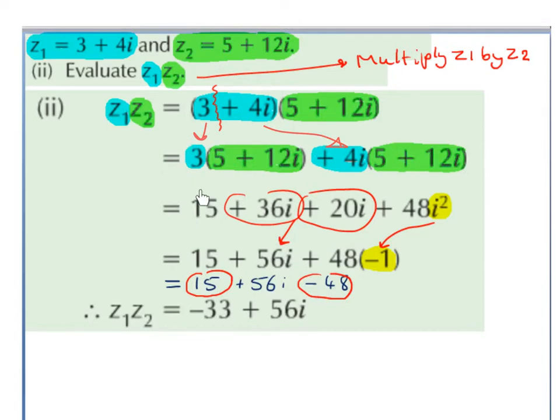3 times 5 is 15, 3 times 12i is 36i, 4i times 5 is 20i, 4i times 12i is 48i squared. We bring down the 15, 36i plus 20i is 56i. For 48i squared, we're going to swap the i squared for minus 1 with brackets around it. And 48 times minus 1 is minus 48. So 15 minus 48 is minus 33. And then we bring down the plus 56i. So Z1 times Z2 is minus 33 plus 56i.